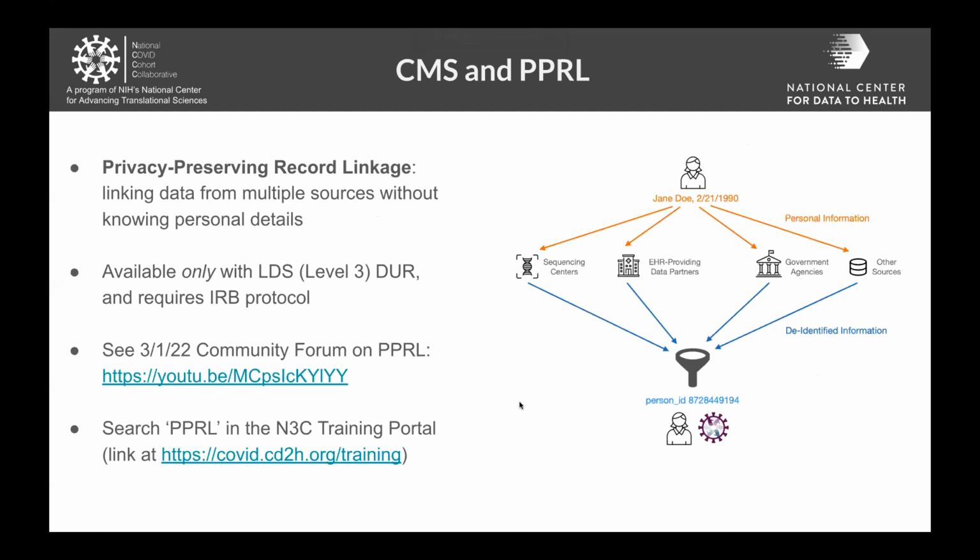PPRL data is only available alongside what we call a limited data set or level 3 DUR. And so when you submit the request to access some data, you'll have the chance to request the level 3 data. And if you select that, you'll then have the chance to select the CMS data. When you're doing that, the level 3 data requires that you have a letter of determination from your local IRB. And that letter of determination should also mention that you're accessing the CMS data too. So the IRB should be aware of all the different kinds of data that you'll be accessing as part of the project. And when you submit that DUR, the committee that reviews it will be looking for that as well.